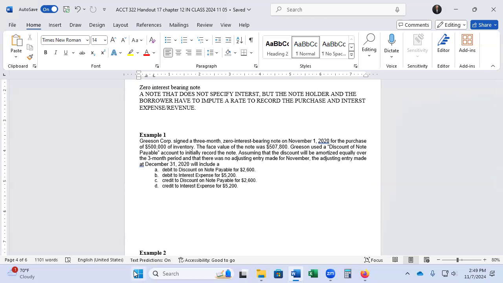Greason Corp. signed a 3-month zero interest bearing note on November 1st, 2020 for the purchase of $500,000 of inventory. The face value in the note was $507,000. Greason used a discount on note payable account to initially record the note. Assuming the discount will be amortized equally over the 3-month period and there's no adjusting entry made for November, the adjusting entry made at December 31st will include.